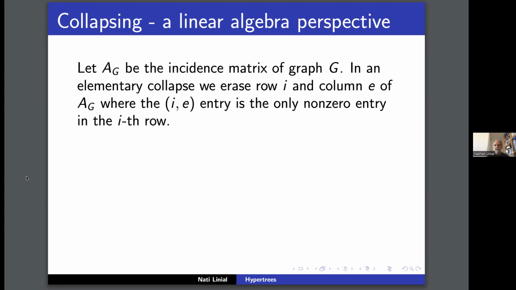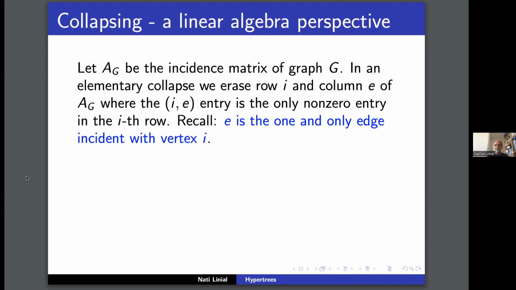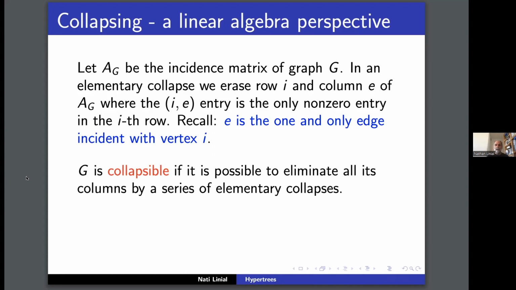So let's understand now collapse and elementary collapse in terms of the incidence matrix of the graph. So how do you see that a vertex has degree 1? In the corresponding row, there is a unique ±1 and everything else is 0. And in this case, let's say the single 1 appears in row I and column E. What we do in the elementary collapse, how does this translate to the language of linear algebra? We erase row I and we erase column E. And collapsibility means that if you keep doing these things, then eventually you remain with an empty matrix with no columns at all.